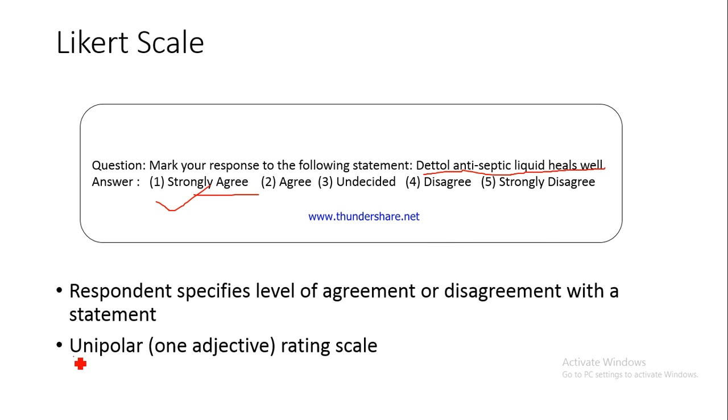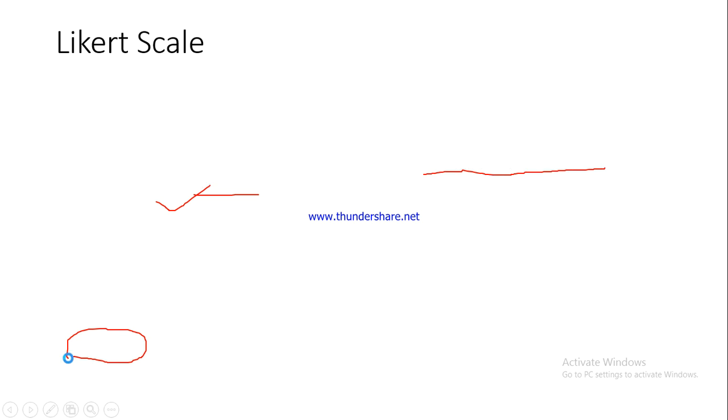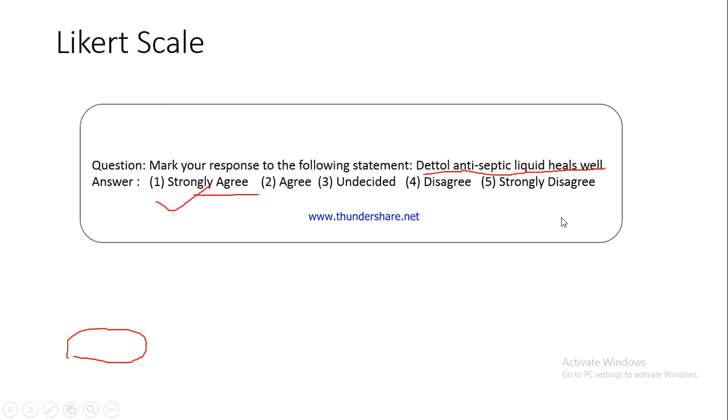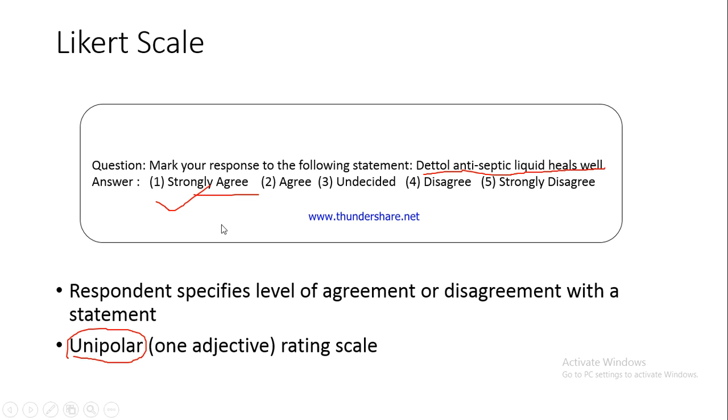Now this one is known as a unipolar scale. Why is it known as unipolar? Just let me get back to what we have discussed here. This was basically a bipolar scale. I hope you understand why this is a bipolar scale, because we have got two poles. One is excellent, the other one is poor. On the other hand, here in the Likert scale, we have got just one adjective. We are saying Dettol antiseptic liquid heals well. That is all. So just one adjective is being used, and that is why the Likert scale is a unipolar scale. Just one pole, just one particular adjective is being used, right?